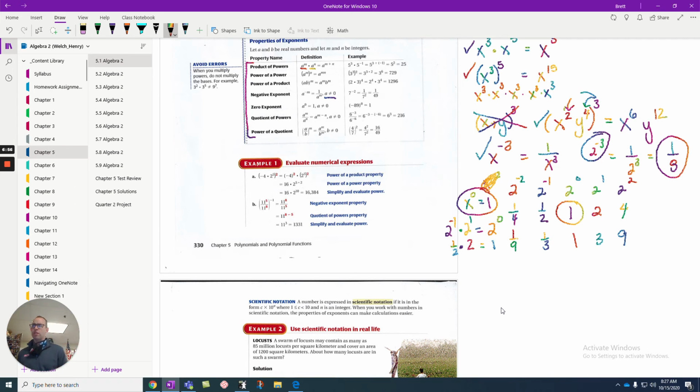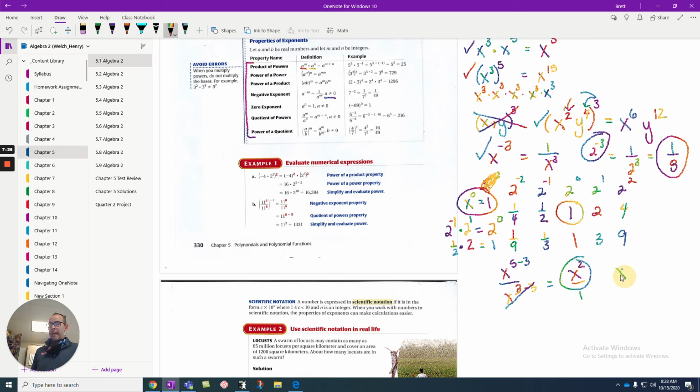Just two more rules, and they should make sense based on what we've already been doing. We have the quotient of powers, meaning that if you have x to the fifth over x to the third, one of the ways that we can simplify it: when we were multiplying x by x, we added the exponents, so dividing x by x would make sense that we could subtract the exponents. X to the 3 minus 3. Well, 3 minus 3 becomes 0, and anything to the 0 is a 1. So this would become x to the second over 1, or just x to the second.